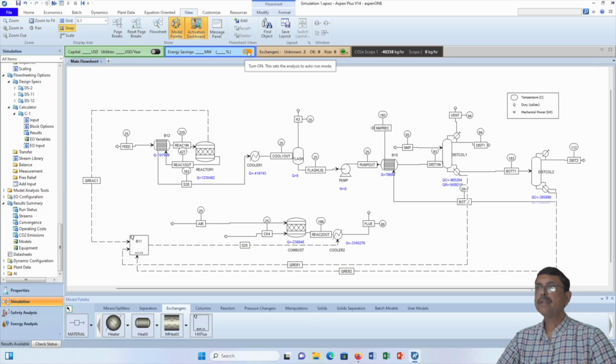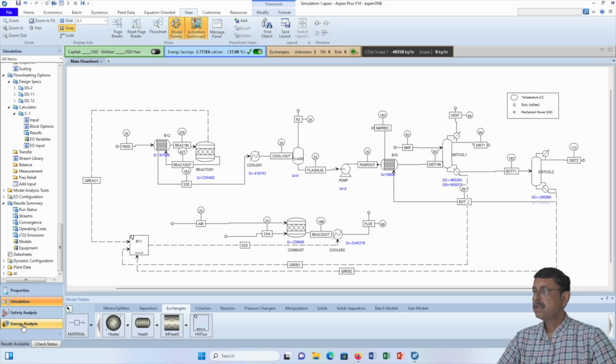So if you click on this button, then it will do certain calculation and tell you what could be the amount of heat that you can save. And it says 2.7 into 10 to the power 6 calorie per second. That means 37.08% of energy savings is possible. That's what it suggests. Now, how is it possible?